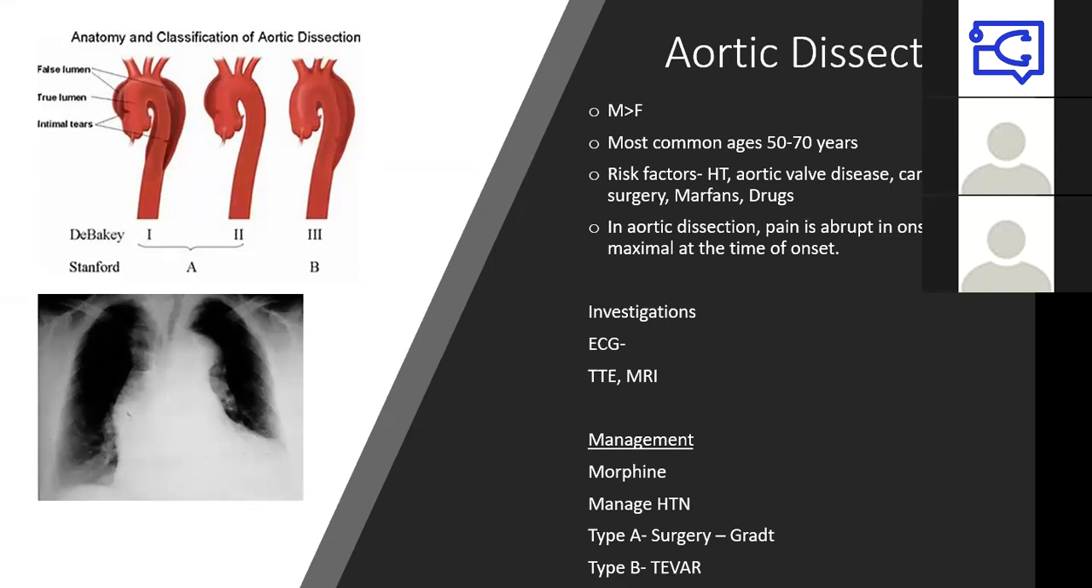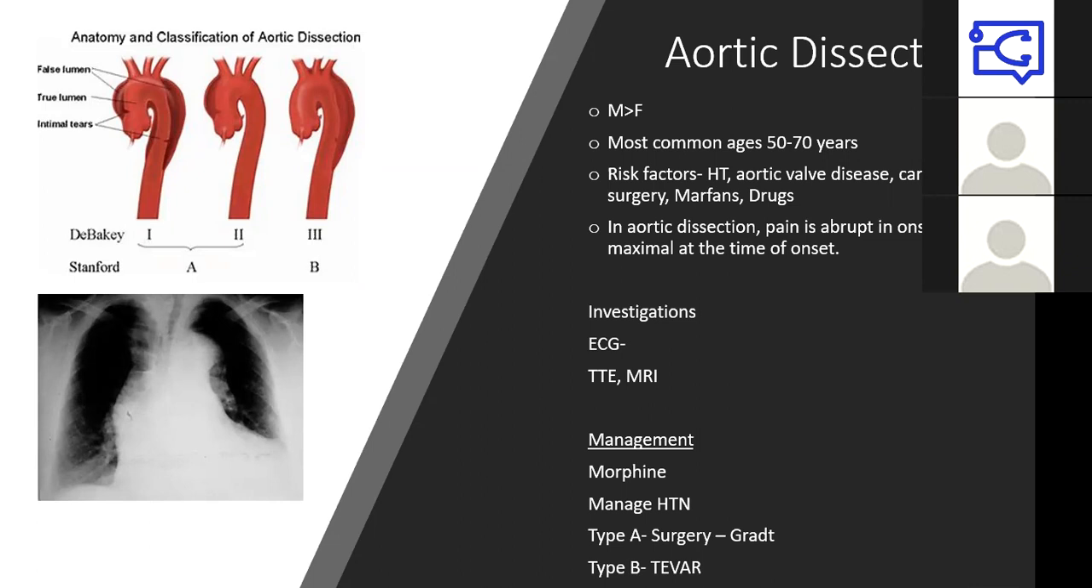Other things would be doing a TTE. You can do a bedside TTE and look at the aortic root, to see if there's a flap. And certainly MRI is the most sensitive test, about 98%. And they've also got this left-sided pleural effusion, and that's typically what you will see. So this would be quite indicative of a dissection with the relevant history.